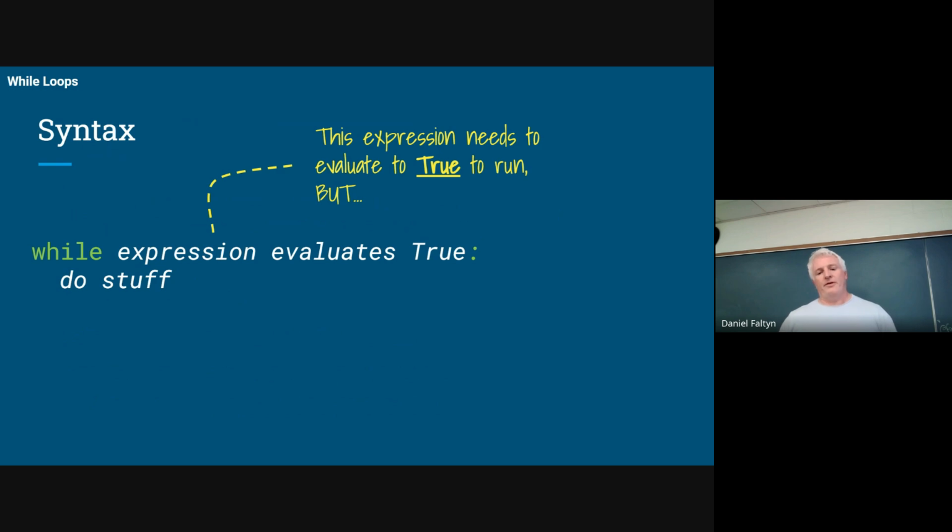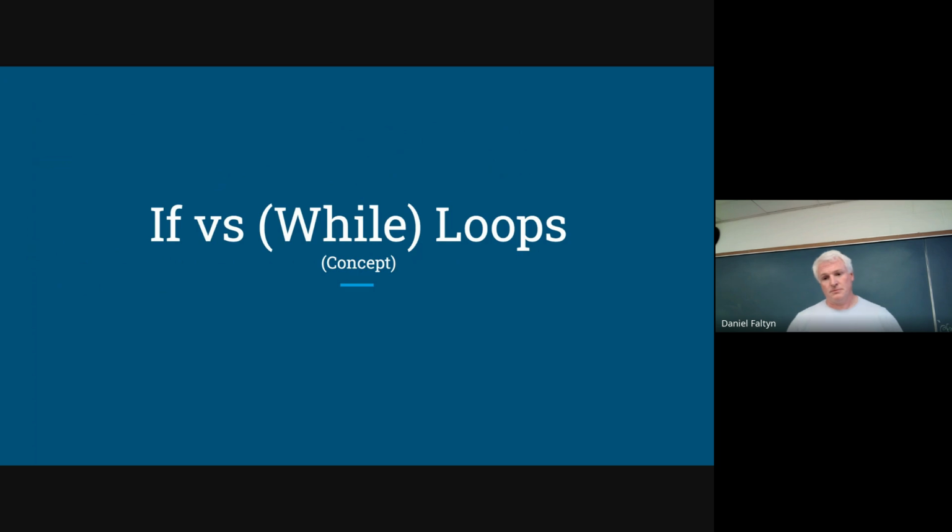What's a little bit different about while loops is that in order for this to be of any use to us, it has to change. So inside of this loop, we have to somehow affect this expression so that it changes from true to false or false to true. If we don't do that, we'll get something called an infinite loop, which in most cases is not what you want.